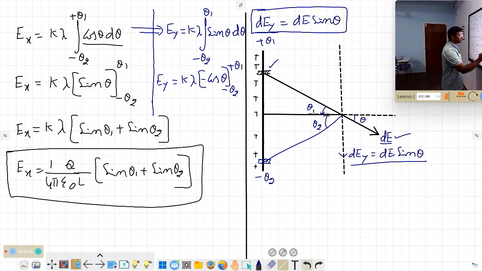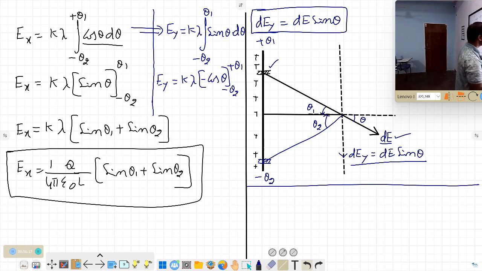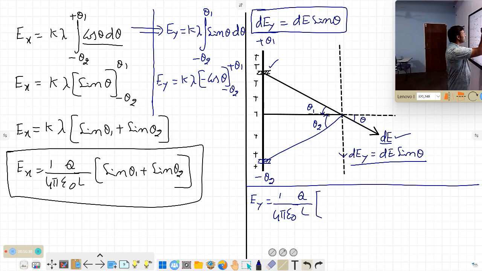If you apply that condition, I can write the expression of that one as Ey is equal to k, which is 1 by 4 pi epsilon naught, times lambda, which is charge per unit length, into minus cos theta 1 plus cos theta 2, which I convert as cos theta 2 minus cos theta 1.